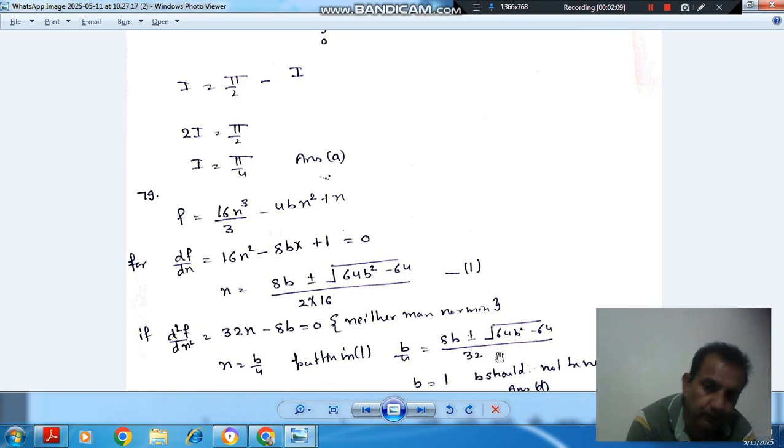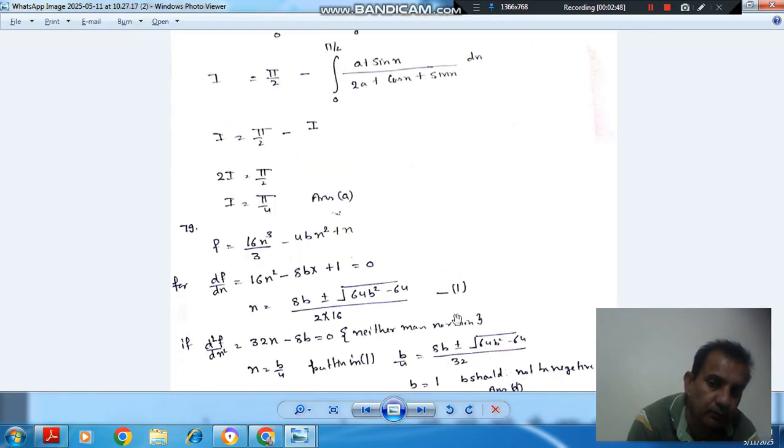So if b is less than 1, then this quantity will be negative. So again there will be no maximum or minimum value, because this will be a complex number. If you put b is equal to 0 here, then this equation will be 16x cubed by 3 plus x, which will increase with x. It will not have any maximum or minimum value.